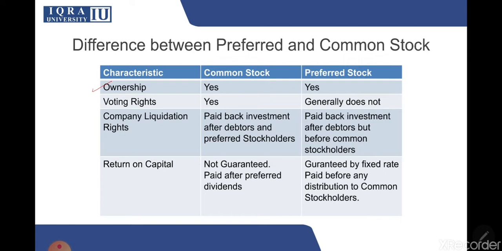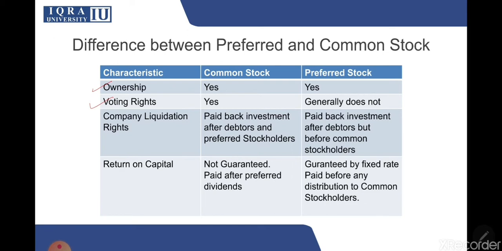So first we will discuss common stockholders. Common stockholders are the owners of the organization. They have voting rights. What does this voting right mean? It means that each common share that you have carries one vote. So if I have 5 shares, I have 5 votes. If I have 10 shares, I have 10 votes.